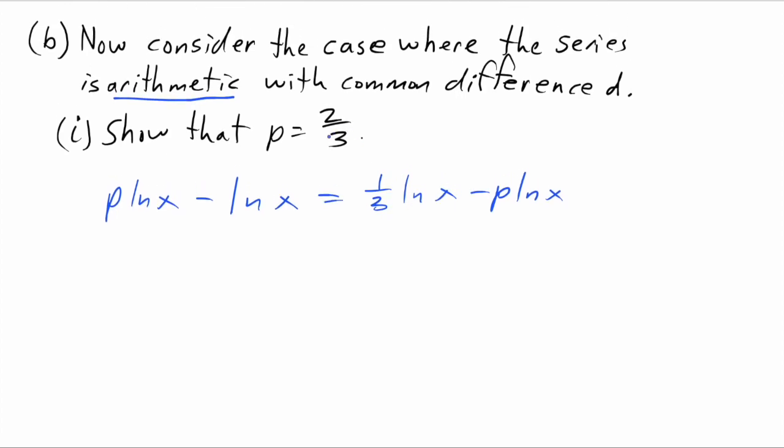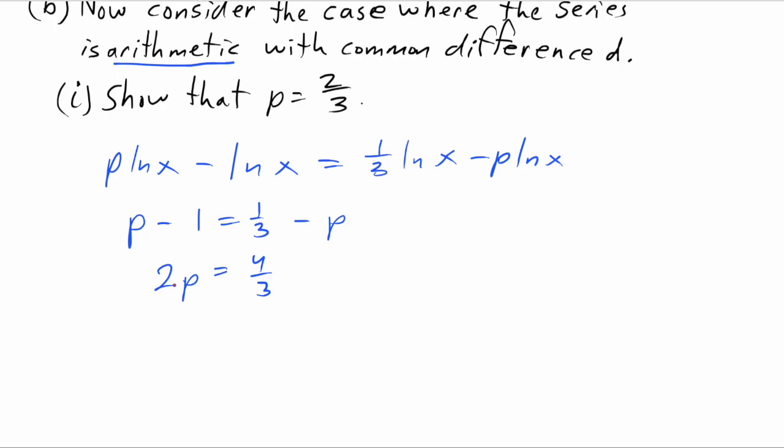Okay, so then we have to show that p equals 2/3. So let's solve for p. Again, we've got ln x on every single term, so we can divide both sides by ln x, and we just have p minus 1 equals 1/3 minus p, and bring the p to the other side. We have 2p, and bring this 1 over here. We're going to have 4/3, right? 1 plus 1/3 is 4/3.